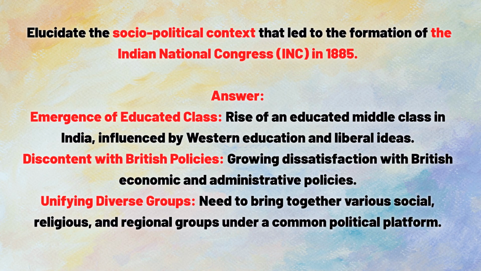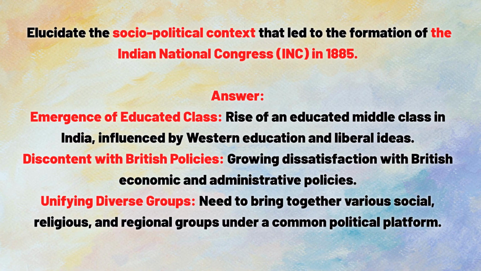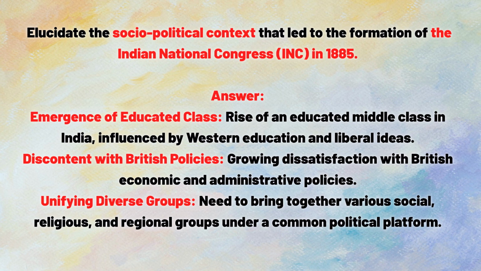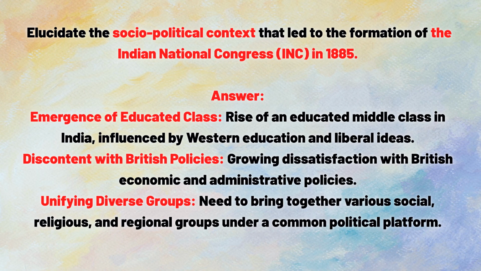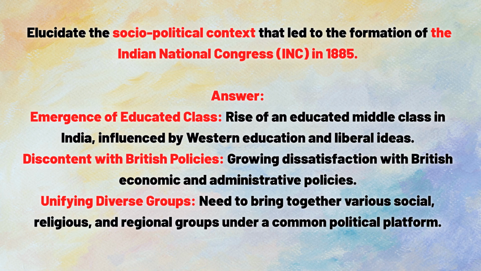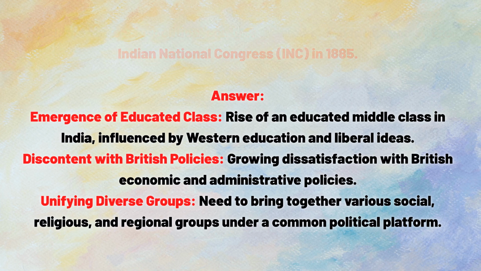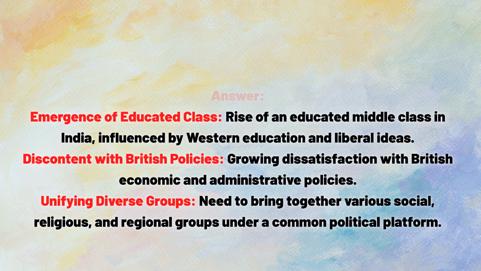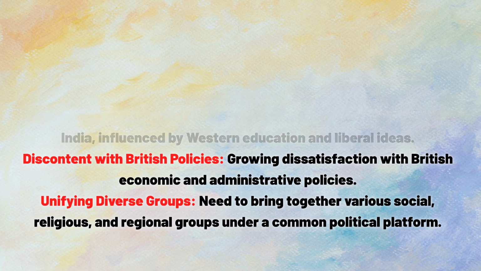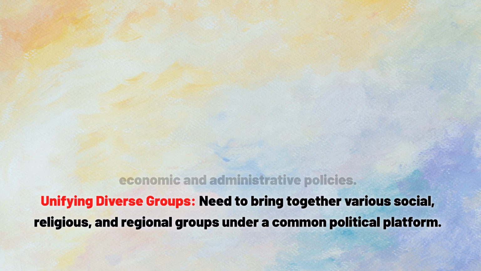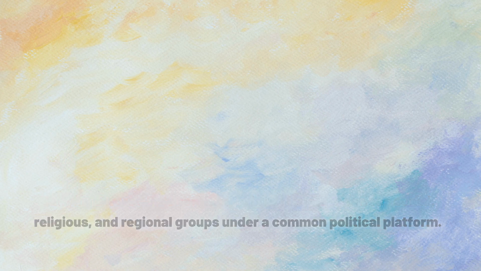Elucidate the socio-political context that led to the formation of the Indian National Congress, INC, in 1885. Answer. Emergence of educated class, rise of an educated middle class in India, influenced by Western education and liberal ideas. Discontent with British policies, growing dissatisfaction with British economic and administrative policies. Unifying diverse groups, need to bring together various social, religious, and regional groups under a common political platform.